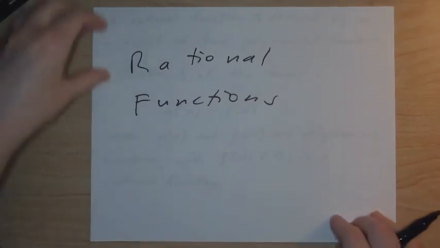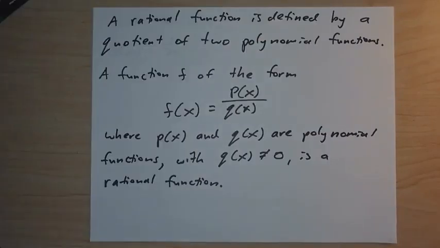Welcome to rational functions. A rational function is defined by a quotient of two polynomial functions. A function f of the form f of x equals p of x divided by q of x, where p of x and q of x are polynomial functions, with q of x not equal to 0, is a rational function. These are essentially the same as what we did last time with rational expressions.